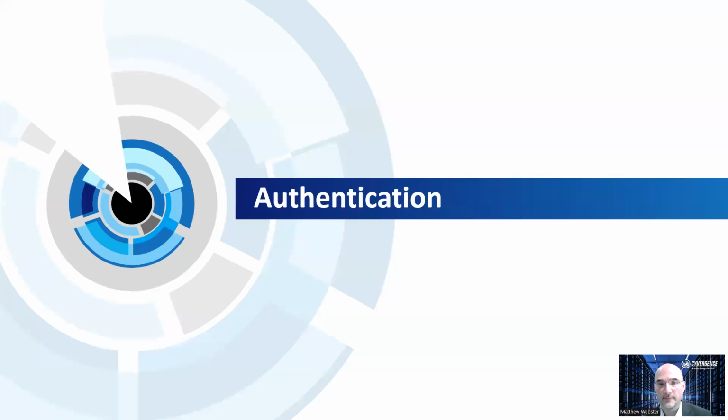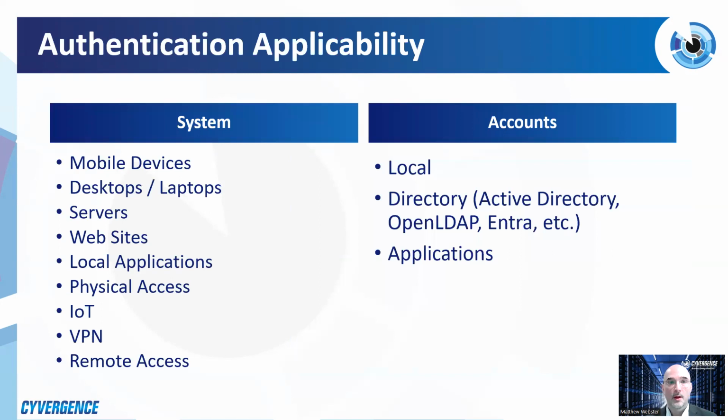But let's go ahead and do a deeper dive now into authentication. Obviously there's a lot of applicability here. When you're looking at most enterprise environments, you might consider things like mobile devices, desktops and laptops, servers, websites or different applications, local applications, individual servers or cloud environments, physical access, IoT devices, VPN. All of these things involve authentication. How is authentication set up for your organization and what makes sense from that perspective? This is getting down to the individual systems, including some of the cloud applications as part of that process.